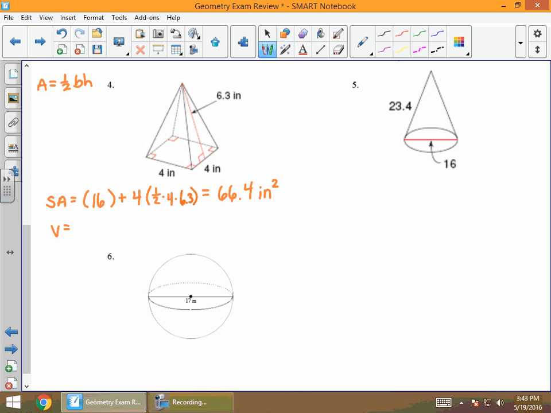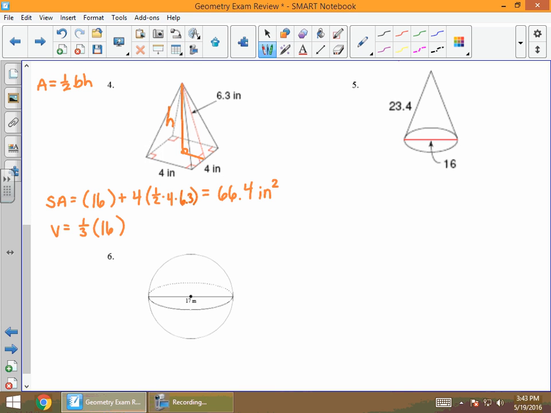The volume of a pyramid is 1/3 area of the base. So the area of the base, this area down here, which we said is 4 times 4, which is 16, 1/3 area of the base, times the height, which would be right here, the height, which I don't know. That I don't know yet.